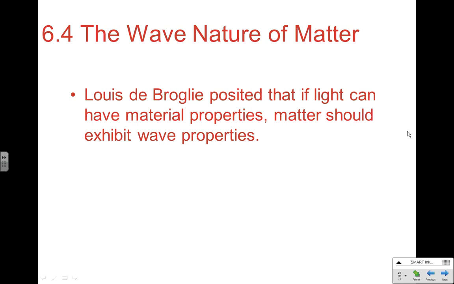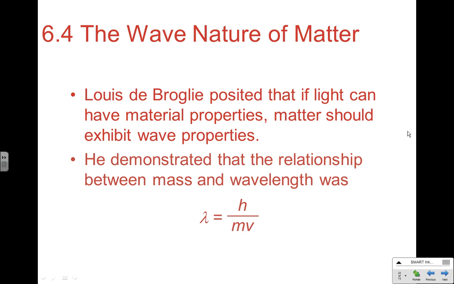Well, once that had become an idea, it wasn't long before scientists, and in particular Louis de Broglie, had basically looked at it from the other point of view. And they said, well, if light can be treated like a particle sometimes, maybe particles can be treated like waves. So he was looking at the wave-like properties of particles, and using Planck's constant, he was able to come up with an equation that looked like this. And he was demonstrating the relationship between the mass of a particle and its wavelength.